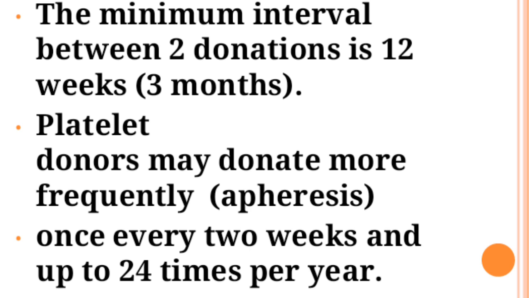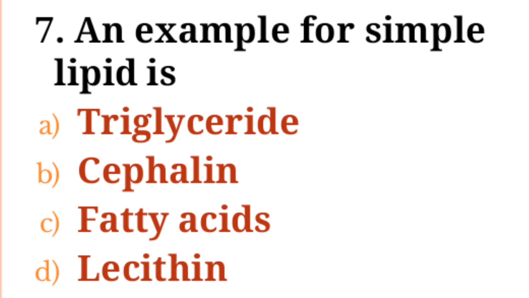In platelet donation, the platelet is separated using a machine called an apheresis machine, in which the blood of a person is passed through that machine, which separates out that one particular constituent, that is the platelet, and returns the remainder to the circulation. Next question.